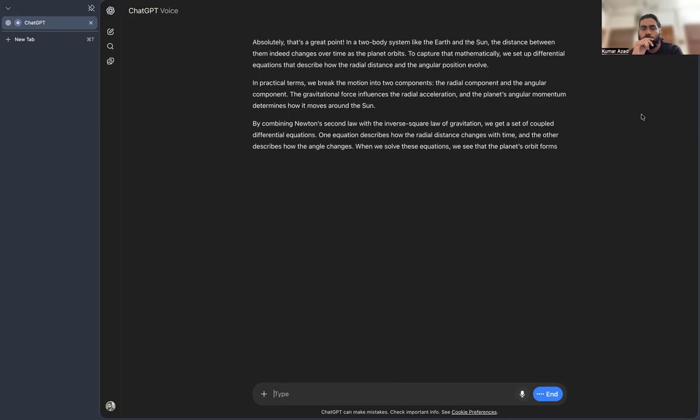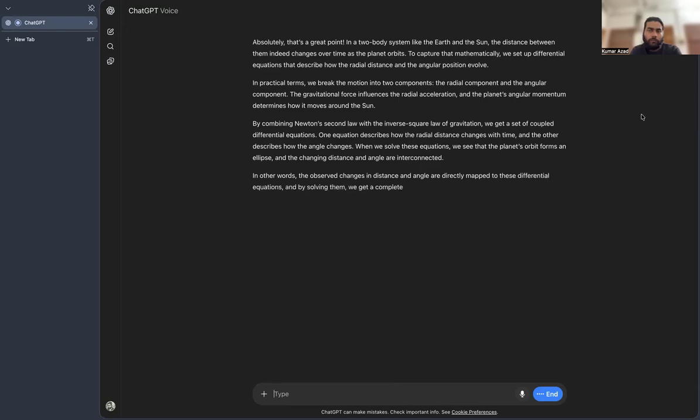When we solve these equations, we see that the planet's orbit forms an ellipse, and the changing distance and angle are interconnected. In other words, the observed changes in distance and angle are directly mapped to these differential equations. And by solving them, we get a complete picture of the orbit. It is this mathematical translation of physical observations that allows us to predict and understand the dynamics of the system.